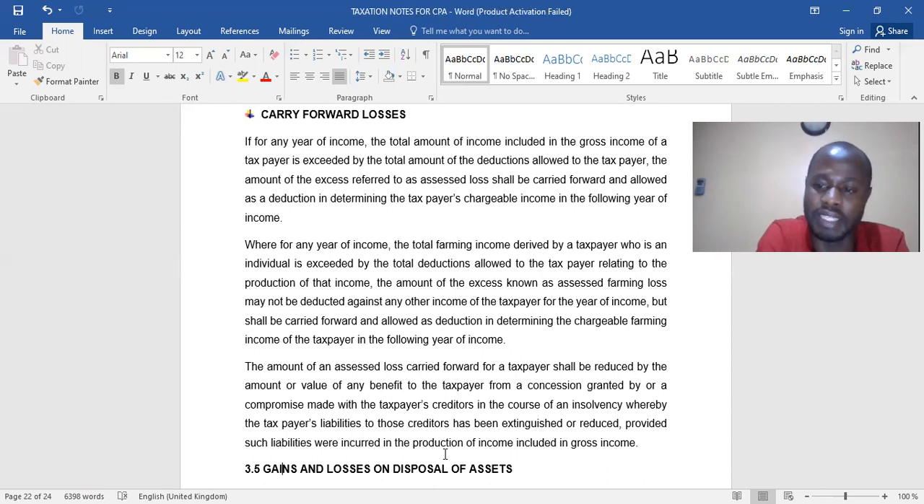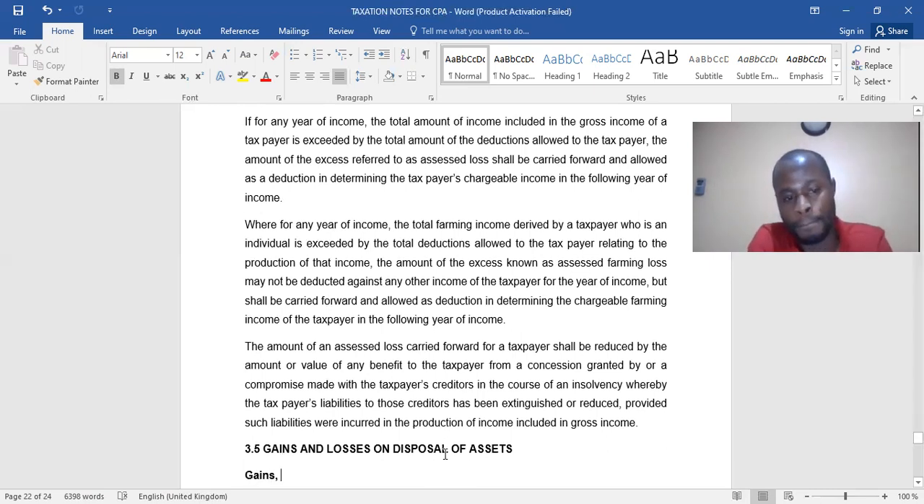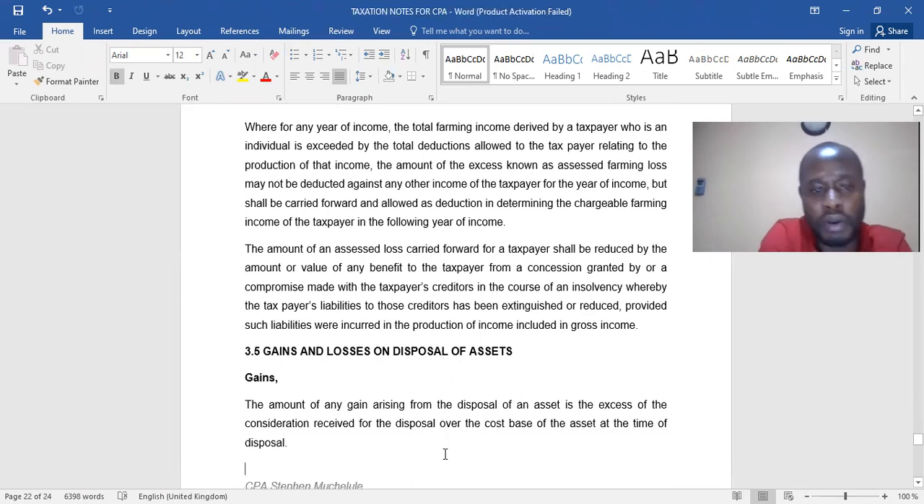Let it be there, carry it forward; you allow it as a deduction in determining the chargeable farming income for the following year. The amount of an assessed loss carried forward for a taxpayer is reduced by the value of any benefit to the taxpayer from a concession granted by, or a compromise made with, the taxpayer's creditors in the course of any insolvency, whereby the taxpayer's liabilities to those creditors have been extinguished or reduced, provided such liabilities were incurred in the production of income, including gross income.